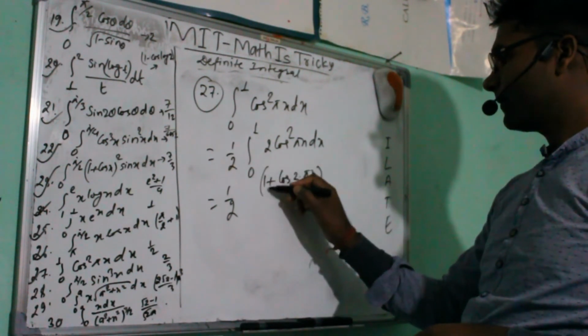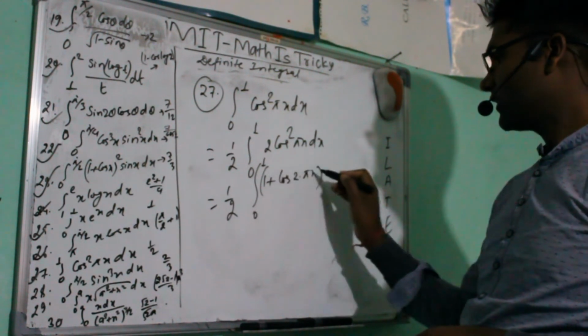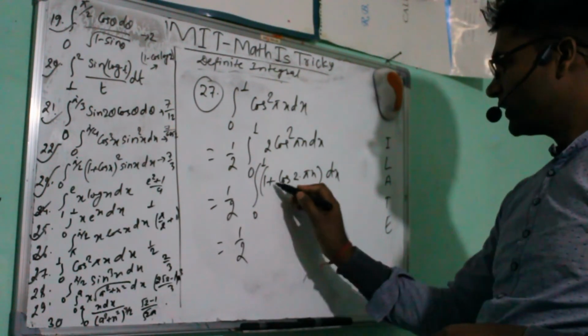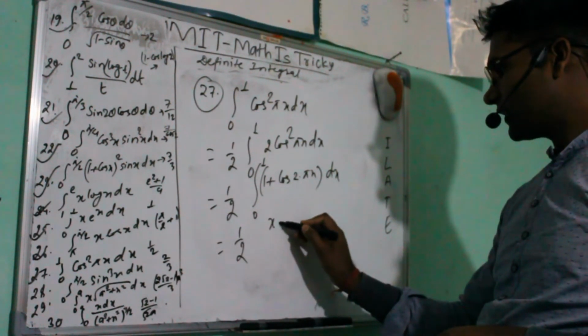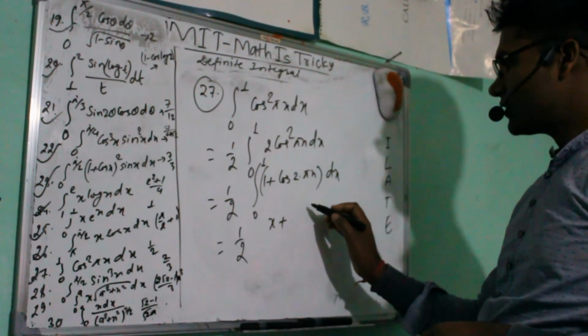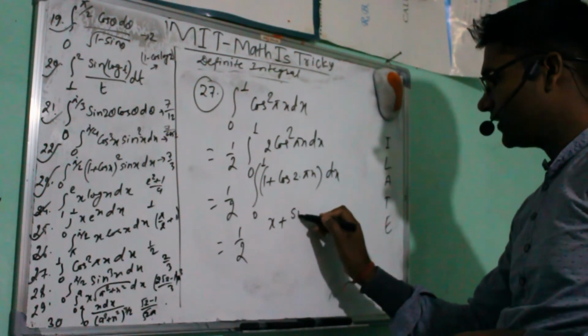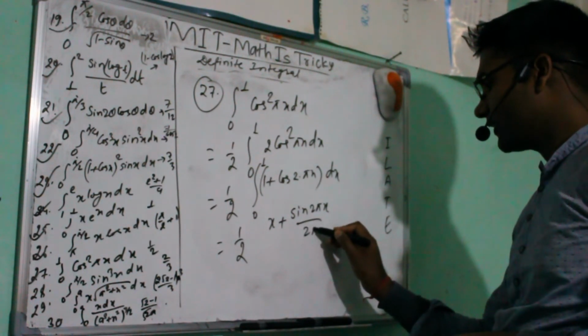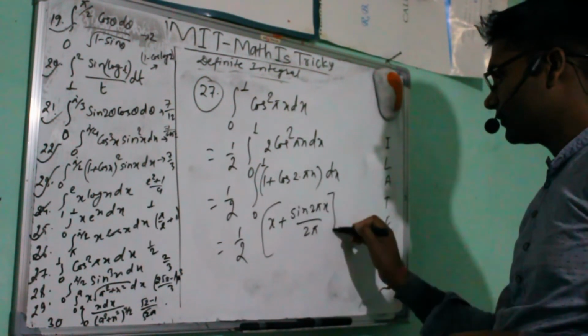Okay, integration from 1 to a of ln x dx. For this we'll write ln x into 1, from 1 to a, and dx. So for this we have to use integration by parts.